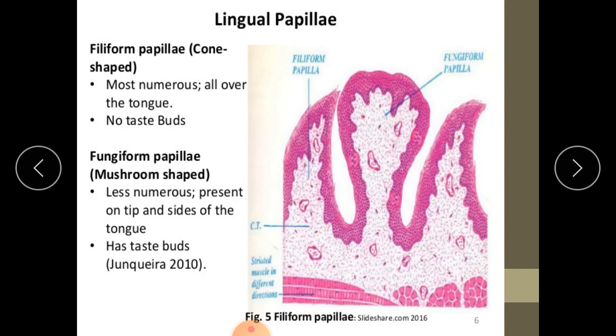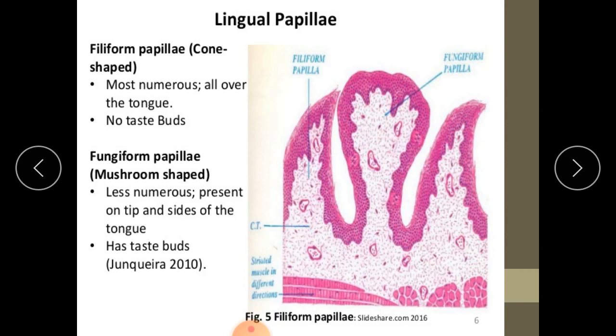having pointed ends. These measure 2 to 3 mm in length and occur in multiple rows. The epithelial cells are flattened and may be cornified. Cornified means the epithelial cells may have keratin protein, and it contains no taste buds. Taste buds are lacking here. Except filiform papillae, all other 3 types of papillae have taste buds.